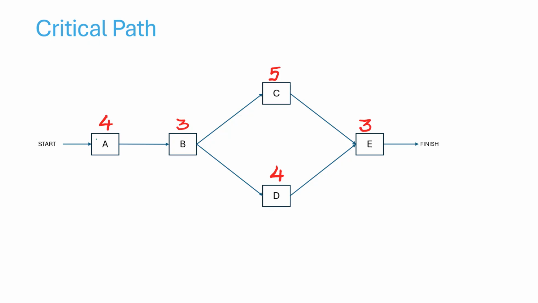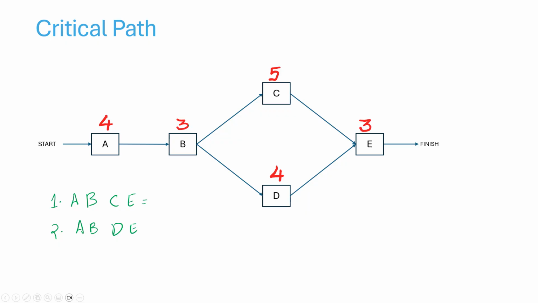We can see that there are two paths in this network diagram. The first path is A, B, C, and E. And the second path is A, B, D, and E. And then both go on to finish. How do I identify the critical path? The critical path is nothing but the longest path, and that will determine the duration of the entire project. Let us add up the durations.